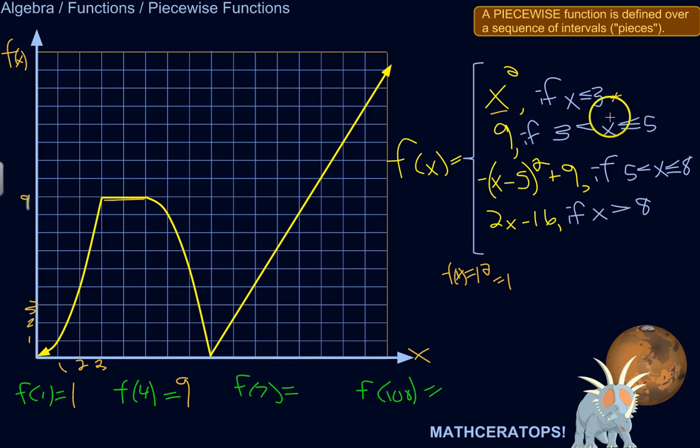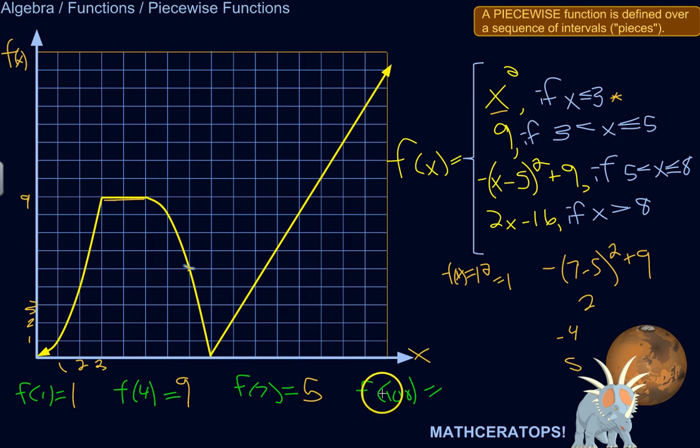F of 7. 7 is between 5 and 8, so this is the rule that applies. So when x is 7, I would use this part of the function. So I'm going to do negative (7 minus 5) squared plus 9. I'm going to plug in 7 for x. So 7 minus 5 is 2. 2 squared is 4. We got negative 4 plus 9. So f of 7 is 5, which you can see from the graph. 4, 5, 6, 7. 1, 2, 3, 4, 5. There. So this is a true story.